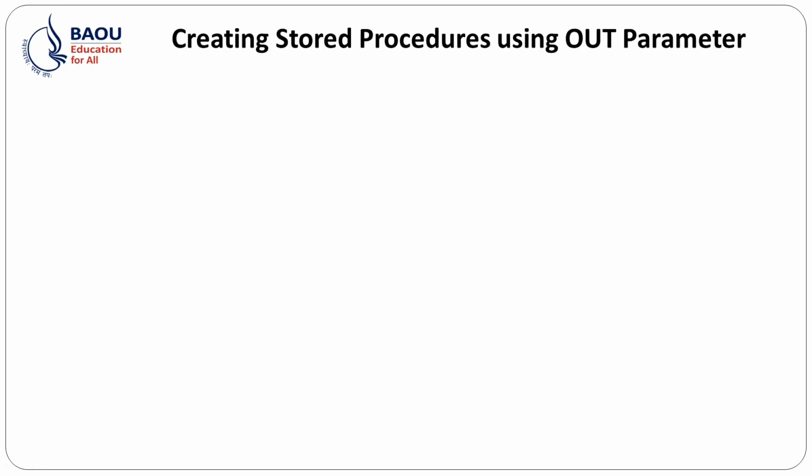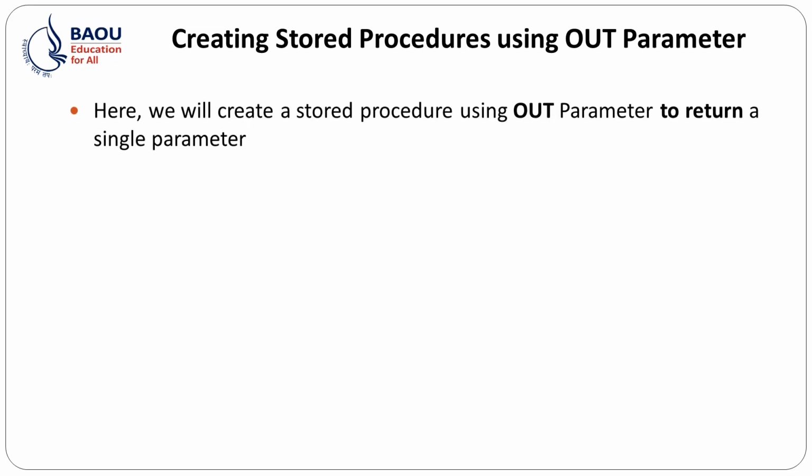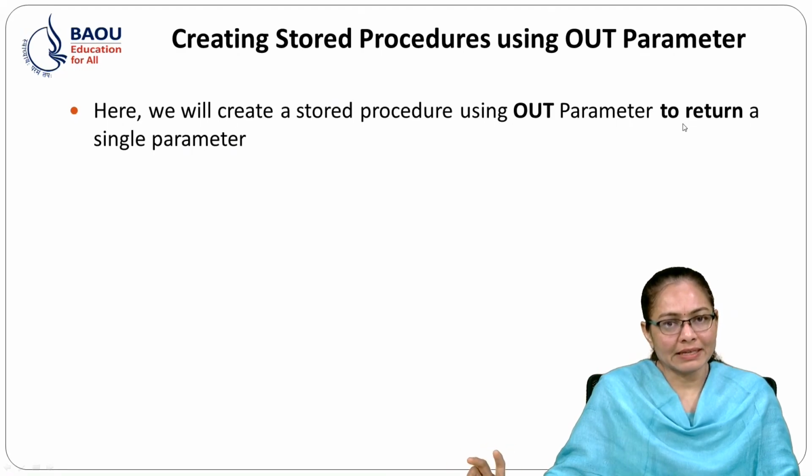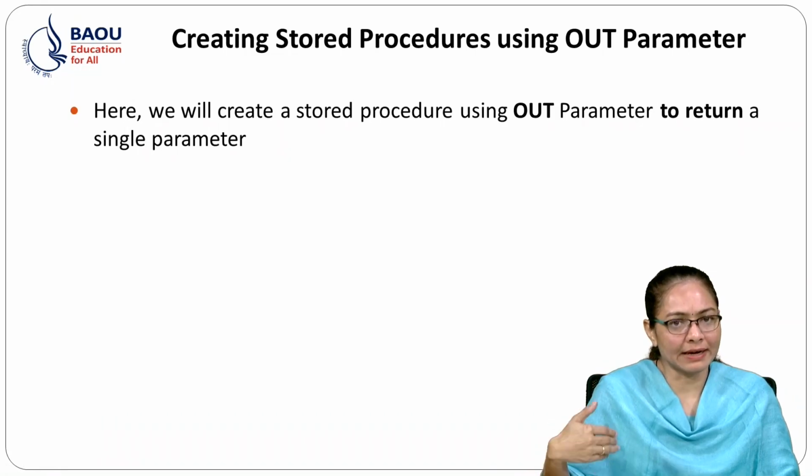Now next, how to create the stored procedure using the OUT parameter. Here we will create the stored procedure using the OUT parameter to return a single value. The OUT parameter is used to return the value. Same as IN is accepting the value from the calling side, OUT is returning the value to the calling function.